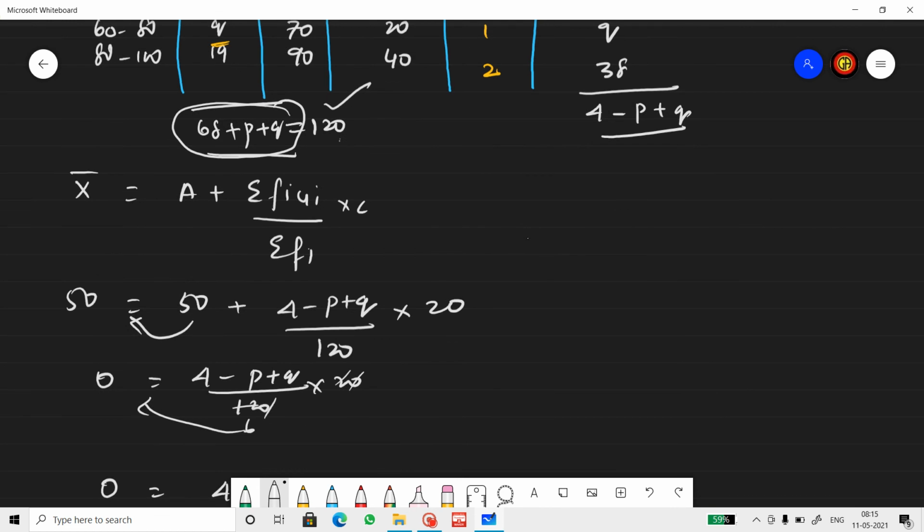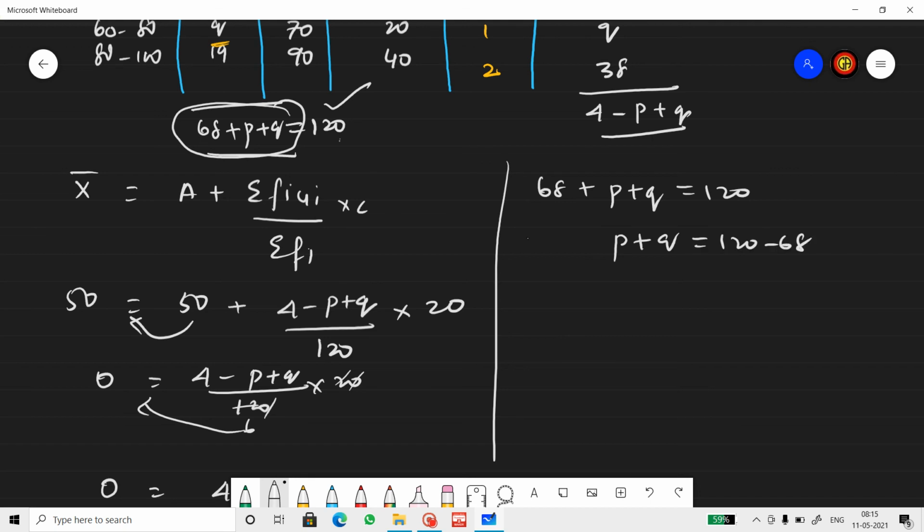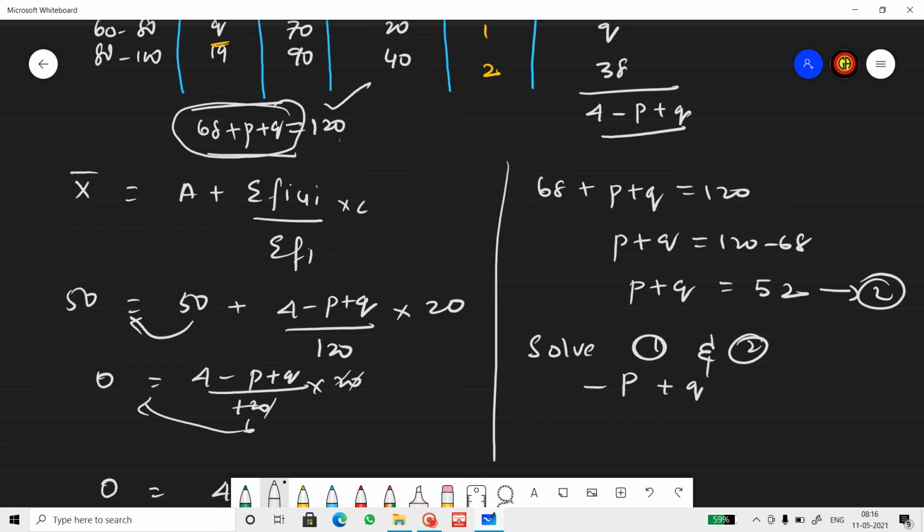So here we have 68 plus p plus q equals 120. So p plus q is equal to 120 minus 68, which is 52. So p plus q is equal to 52. So this is equation number 2. Now solve 1 and 2 to find the p and q values. Equation 1 was minus p plus q equals minus 4. Equation 2 was p plus q equals 52.